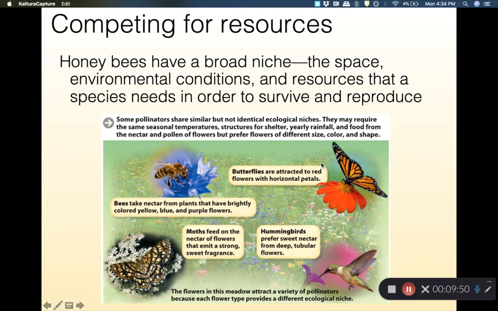So ultimately, when you start exploring these food webs, you inevitably come across this idea of competing for resources and understanding where a species fits in terms of the space, environmental conditions, and resources that a species needs to survive and reproduce. And that concept is called a niche.